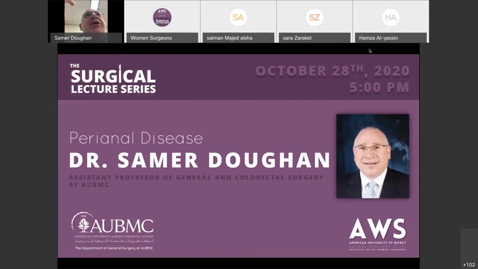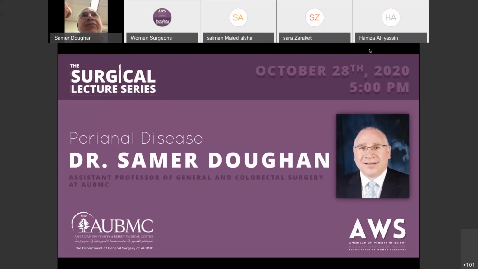And the three ideal procedures are either what we describe as a LIFT procedure, which is the ligation of the intersphincteric fistula tract. You have to remember, when the fistula tract goes across the muscles, it goes through the intersphincteric space, and this is where you ligate it. So this is one form of treatment.